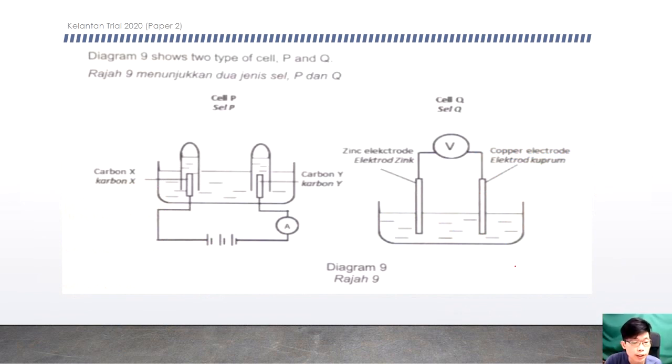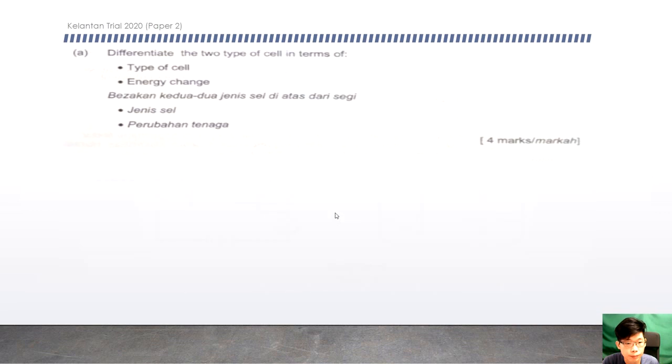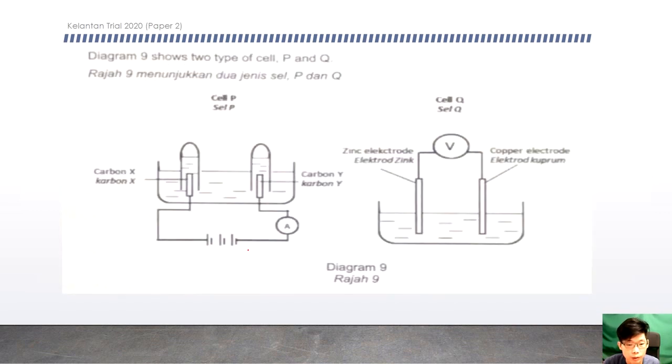Okay, next question. Diagram 9 shows two types of cell, P and Q, cell P and cell Q. If we look into the two types of cells here, cell P contains the battery, cell Q has no battery, but different electrodes. So we directly know the cell P and cell Q. Cell P will be electrolytic cell, cell Q will be voltaic cell.